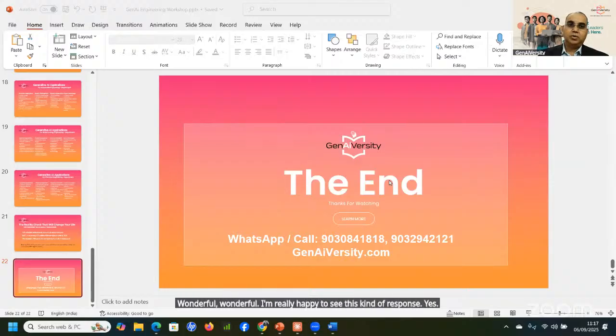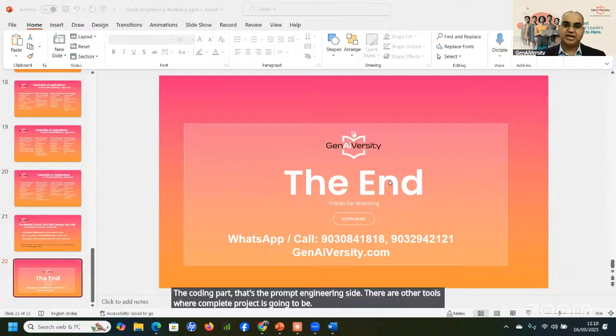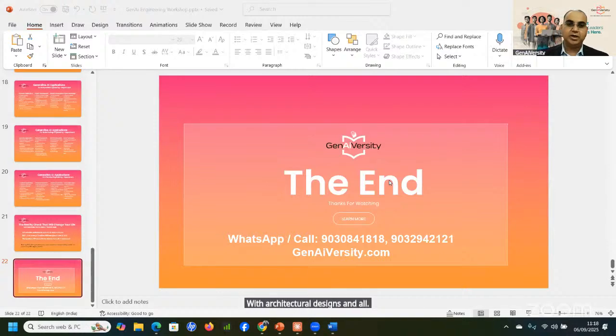We are here to ensure that everybody who has put in the right efforts will get the right opportunity. You spend time, you invest your time, and you are going to land with at least an 8 to 10 lakh package. How to utilize generative AI and build the code. Whatever I showed you, the coding part, is the prompt engineering side. There are other tools where a complete project is built with architectural designs and all. Alinsa will guide you there. And thank you so much.